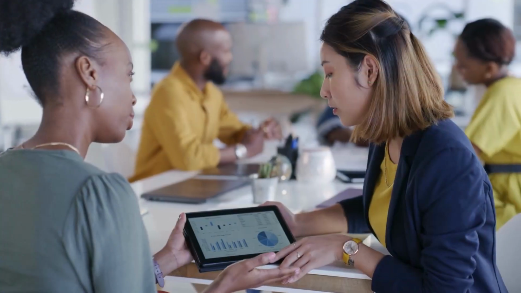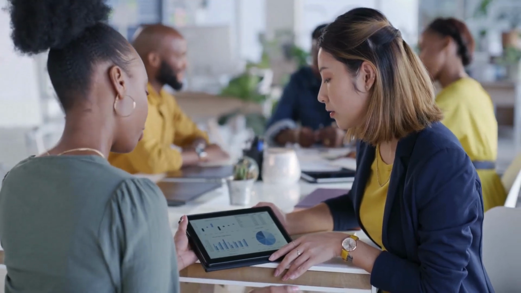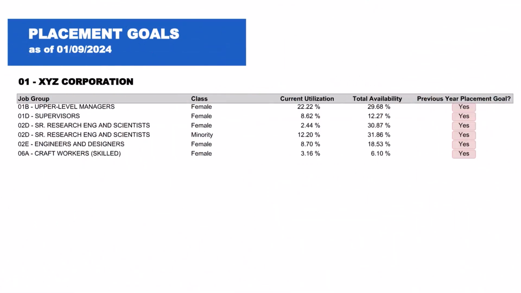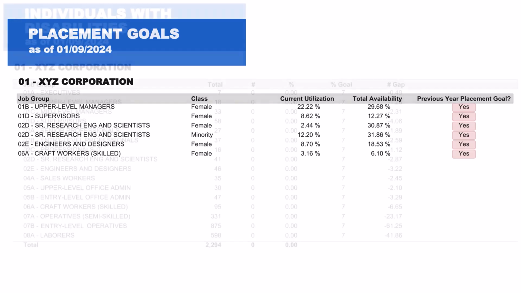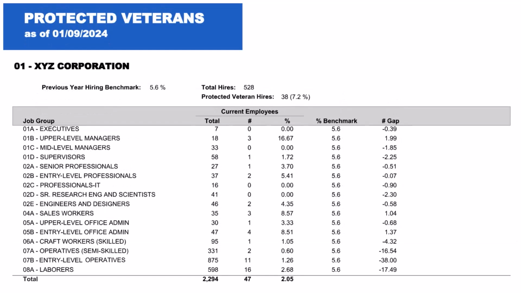With your workforce data in hand, it's time to look at benchmarks and establish goals for the next period. Start by setting specific placement goals for females and minorities in job groups where underrepresentation is identified, considering both internal and external availability. Additionally, review the utilization of individuals with disabilities in each job group to pinpoint areas where representation falls below the published benchmark. Lastly, track protected veteran hiring and compare it to published benchmarks to ensure alignment with affirmative action laws and regulations.